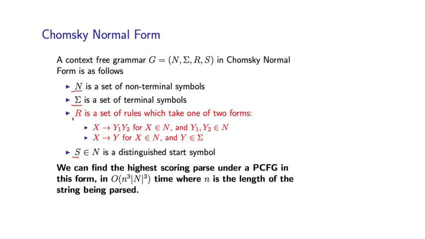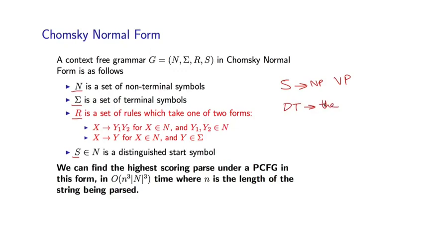And then finally we have a set of rules R, and each rule in R must take one of two different forms. So it either has the form x goes to y1, y2, where all three elements x, y1, and y2 are non-terminals. An example would be S goes to NP, VP. Or it consists of x goes to y, where x is a non-terminal and y is a word. So for example, DT goes to there.